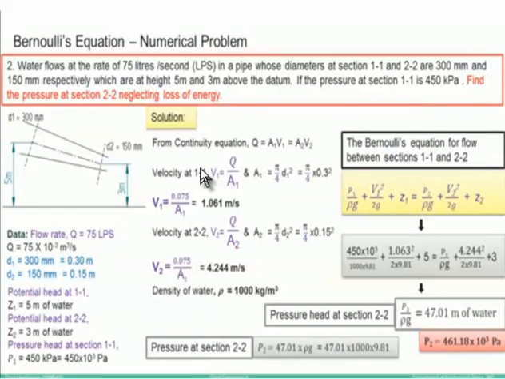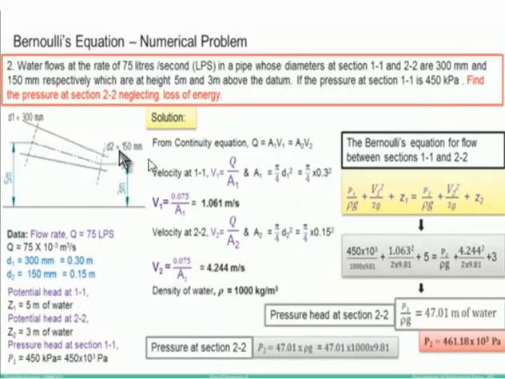Okay, now write down the Bernoulli equation for the flow between section 1 and 2. So P1 by rho g plus V1 square by 2g plus Z1 is equal to P2 by rho g plus V2 square by 2g plus Z2. Again we don't know V1 and V2 in this problem, so we have to calculate them using the continuity equation, that Q is equal to A1 V1 is equal to A2 V2. Velocity at 1, V1, is equal to Q by A1, and A1 is equal to pi by 4 D1 square.